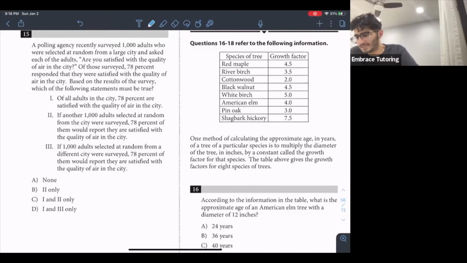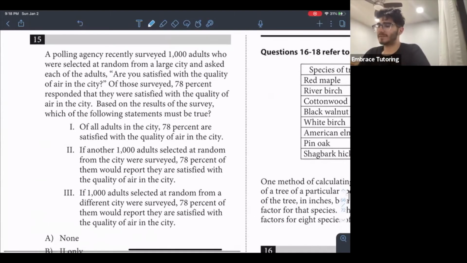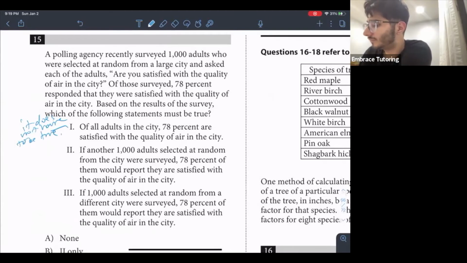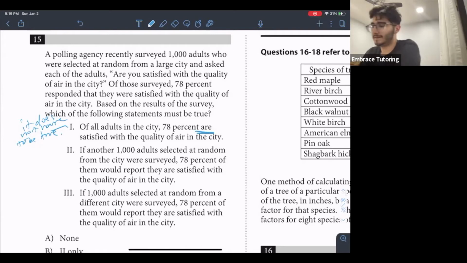Of all adults in the city, 78% are satisfied with the quality of air in the city. This doesn't have to be true. It doesn't have to be 100% true. It doesn't have to be right. Because there should be some sort of uncertainty with these types of problems, because if you are 100% sure, then you can eliminate those options. Any extreme words are a sign that you can eliminate those choices.